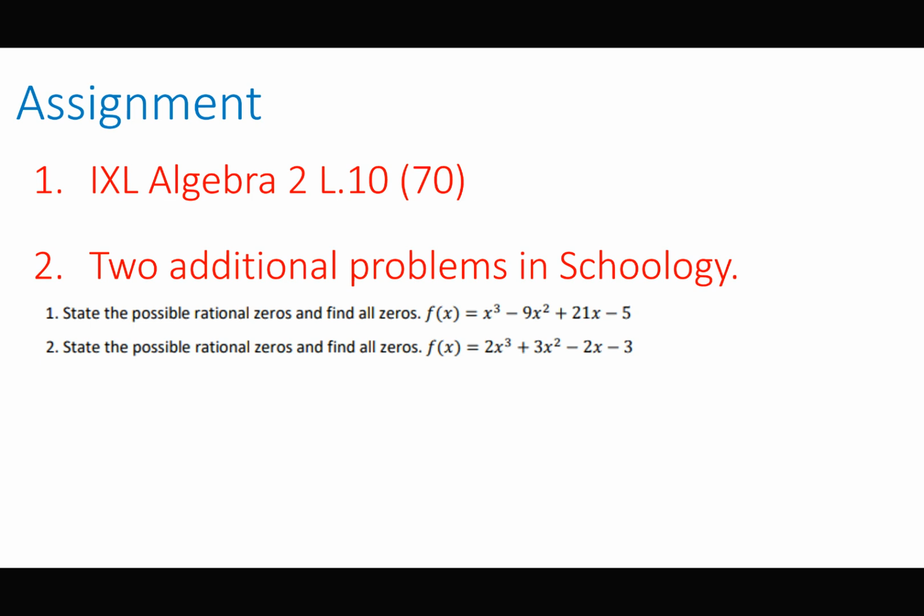So there is an IXL, and it's talking about listing out possible rational roots. It's not working through the whole problem. So Algebra 2 tab, L10, we're going to go all the way to a 70. But then these 2 additional problems are in Schoology. So it says state the possible rational zeros and find the zeros. So you have 2 problems that you're going to work through, like that big long example that I gave you on that handout. Those problems are listed in Schoology too. Take a picture of that, submit it via Schoology, but then also work on that IXL.